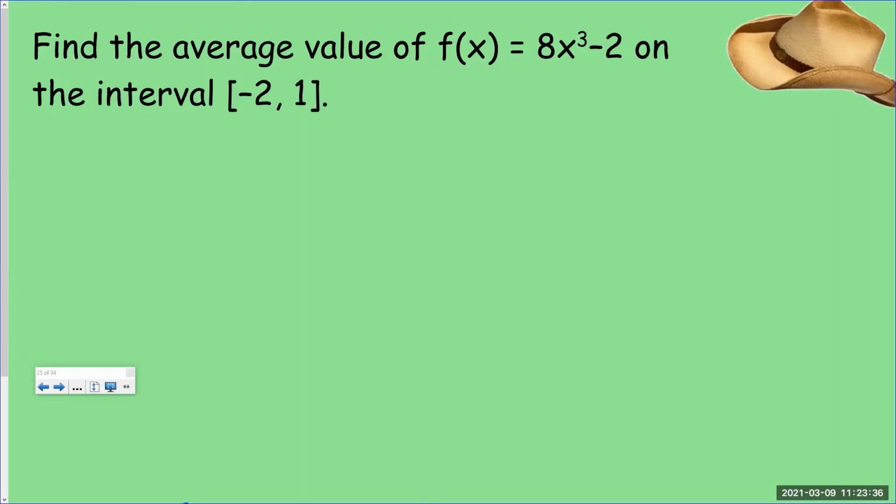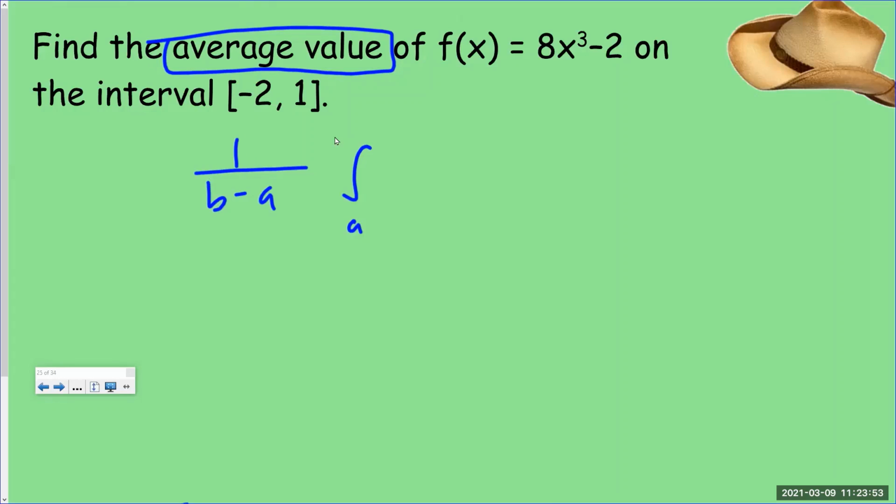Average value, okay, on your test, I was looking if you knew how to write the formula for average value. That's what I was looking for. If you never wrote anything that had to do with average value, you did not get any points for this on your test, okay? So average value looks like this: 1 over b minus a, the integral from a to b of f of x dx.